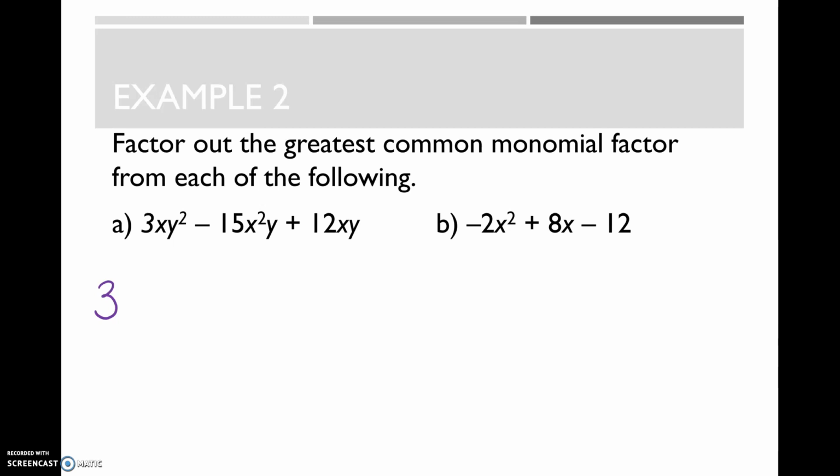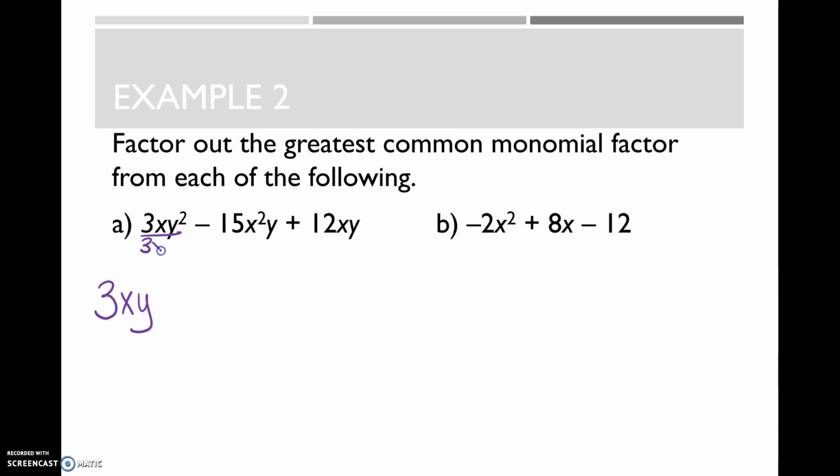Now the x's. Our first term has 1 factor of x. The second term has 2 factors of x. The third term has 1 factor of x. So we can only pull out 1 factor of x because some of our terms only have 1 factor of x to give. Other terms have 2. Then the y's. How many factors of y can we pull out? 2, 1, 1. So 1.